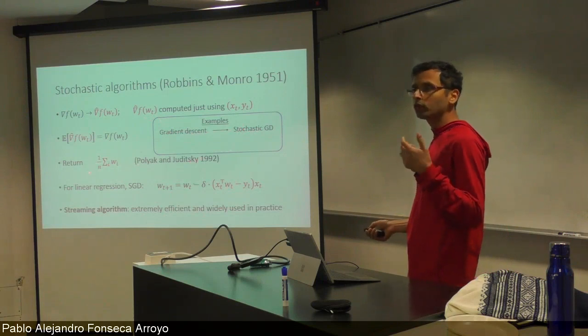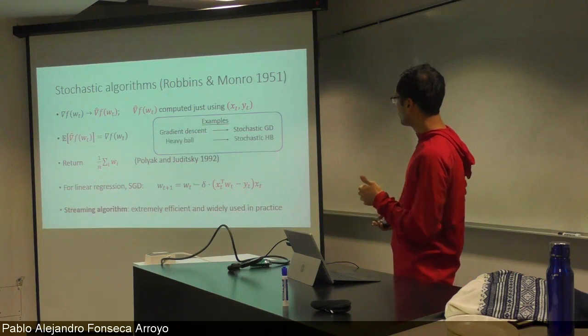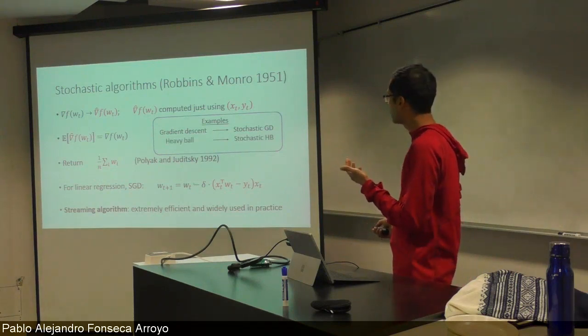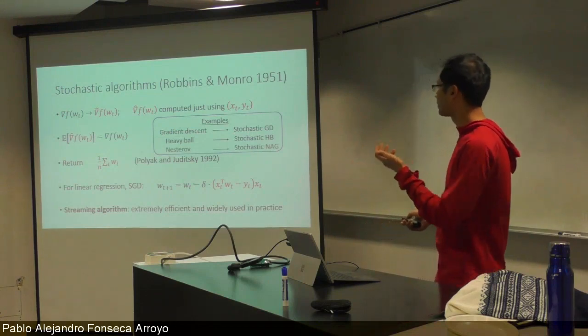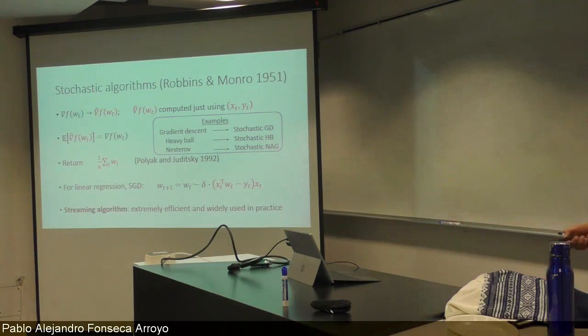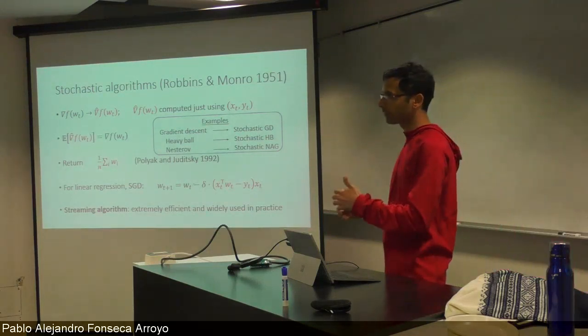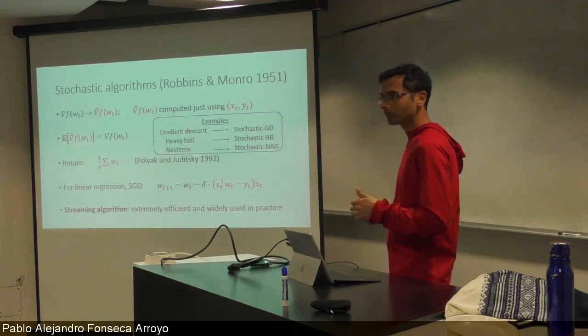In practice, people also use variations of other algorithms. So I spoke about the heavy ball method. If you replace gradients with stochastic gradients in the heavy ball method, you get a stochastic heavy ball. Similarly, if you do it for Nesterov, you get a stochastic Nesterov accelerated method. These are straightforward extensions of deterministic algorithms to the stochastic setting, and these are actually algorithms that people use in practice.